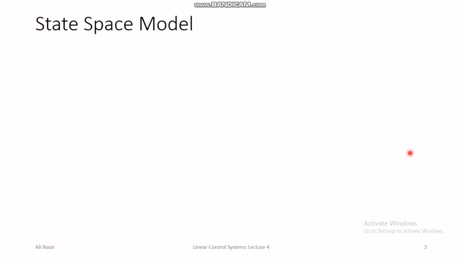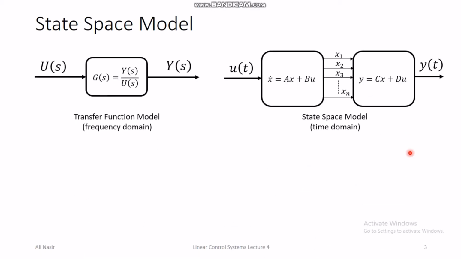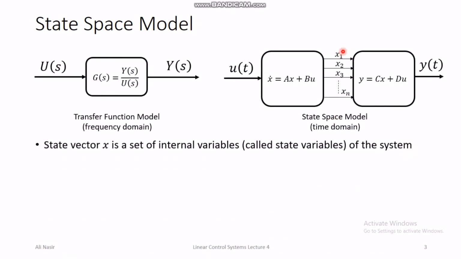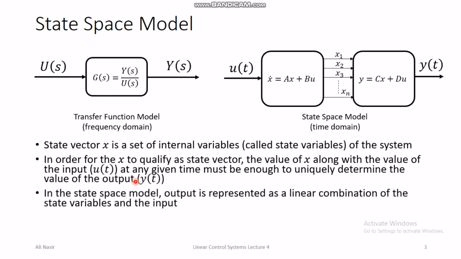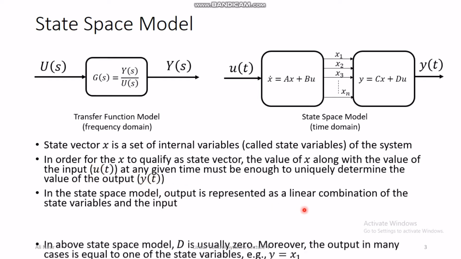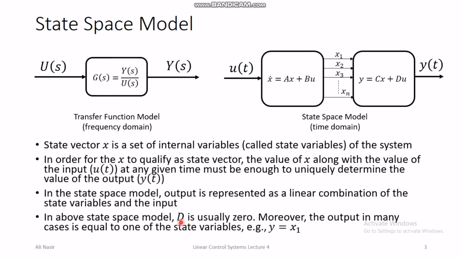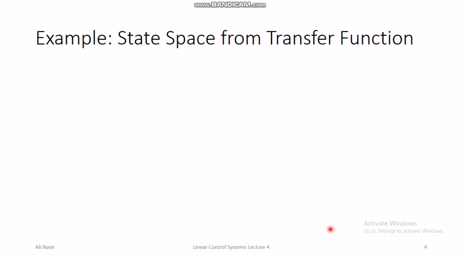And then we looked at the state space model. Its essence is basically the introduction of the internal or state variables of the system. This is the definition for any number of variables to qualify as a state vector: the information combined with the information of the input should be enough to uniquely determine the output. And then D is usually 0, and y is usually x1 or some other state variable.